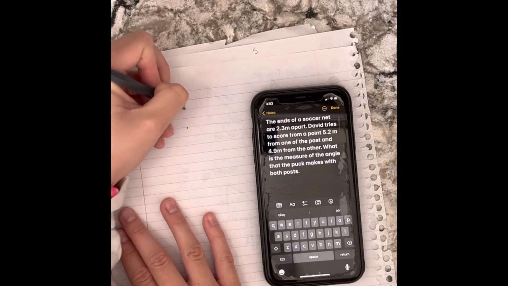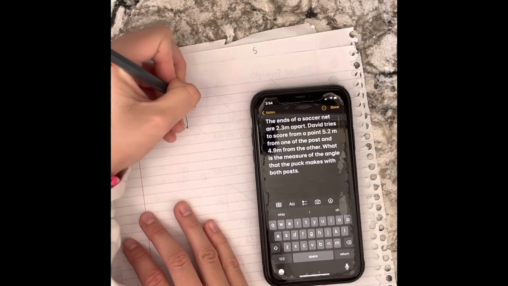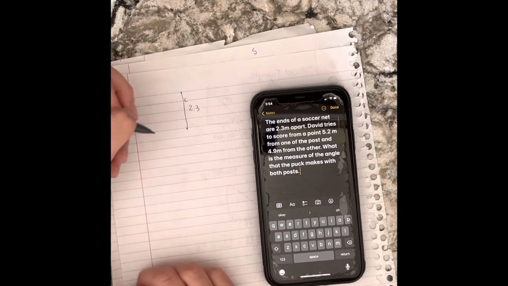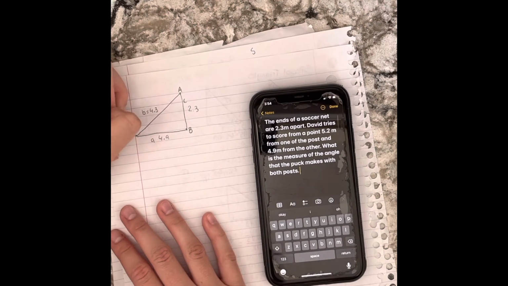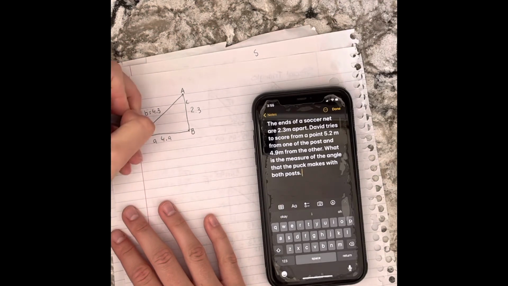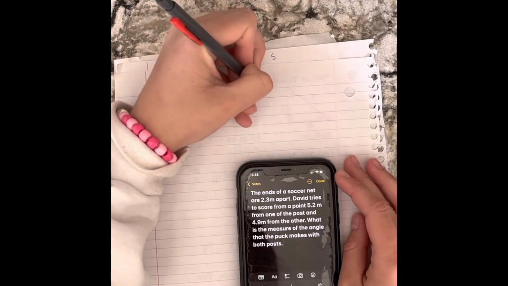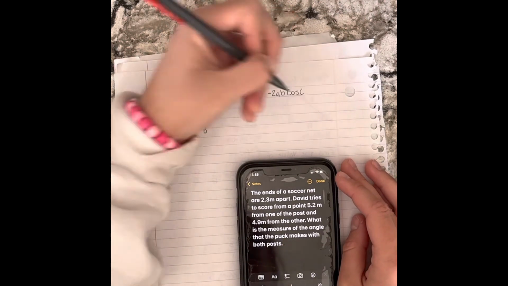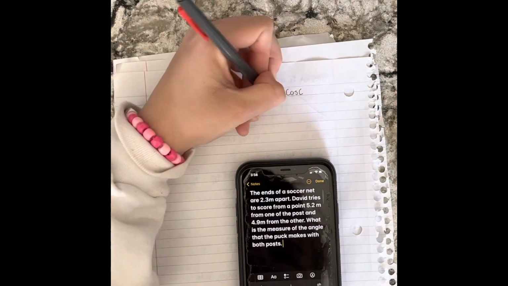Looking at this word problem, I'm going to put my 2 posts there, and then the part where he kicks from is going to be the third dot. And I'm just connecting the lines and then labeling it A, B, and C, and then little a across from big A, and then same with the rest of the letters. And we are trying to find angle C, so I'm just writing out the formula. C squared equals A squared plus B squared minus 2AB cos C.